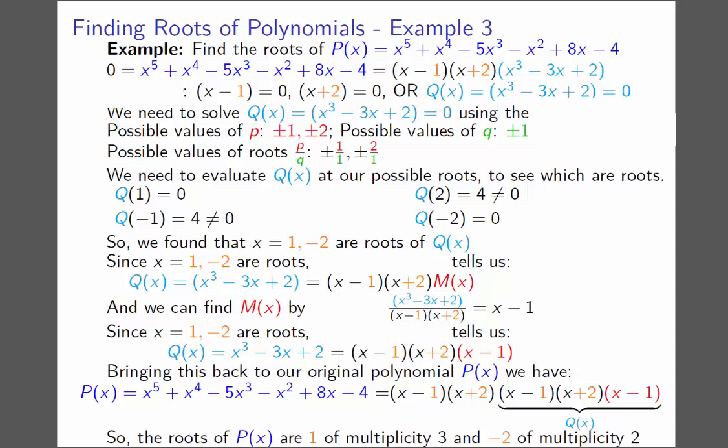And from this, we can get that the roots of p of x are 1 of multiplicity 3, because x minus 1 is a factor 3 times, and negative 2 of multiplicity 2, because x plus 2 is a factor twice.